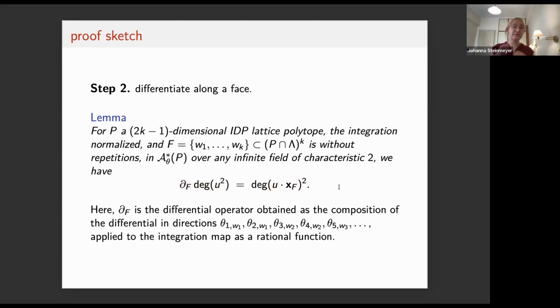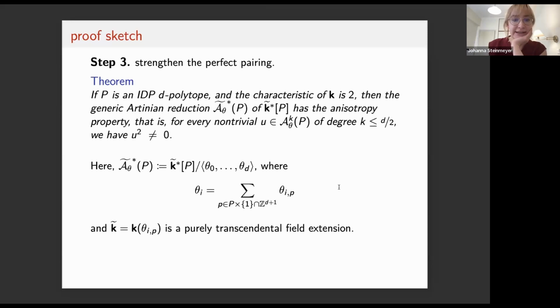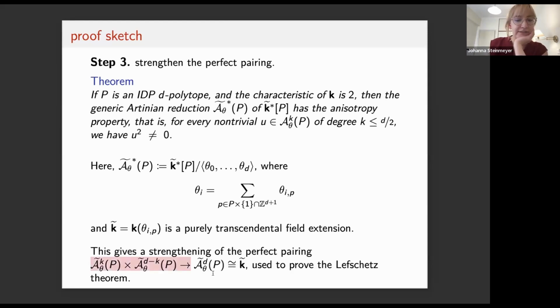Now, the reason we care about this is to get the following. We need to strengthen the perfect pairing. I said that given a reflexive polytope, we have a pairing at the bottom. I'm going to put this first. We have a pairing. Ignore the tildes for a second. We have this perfect pairing. So for any element here, I can find an element here such that the multiplication is non-zero. For any element, I can find something that it pairs to. The pairing is integral to actually proving a Lefschetz theorem generically.